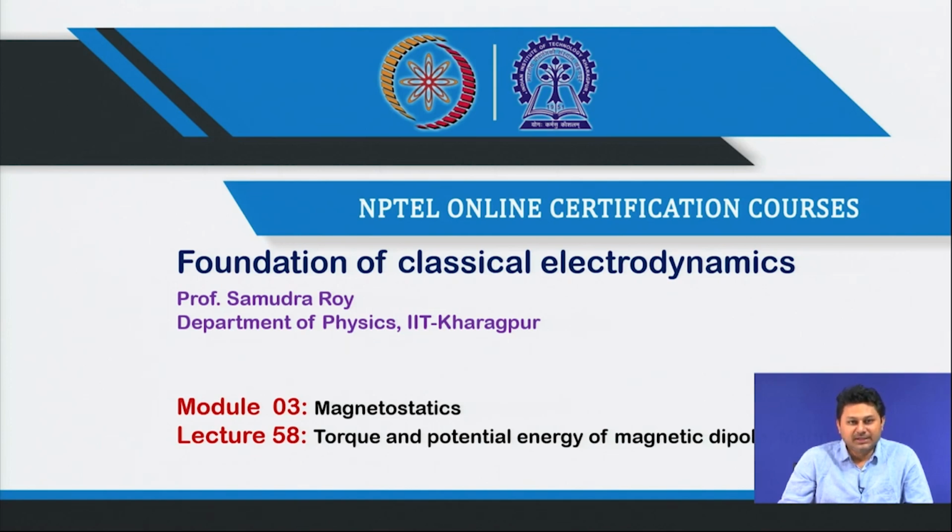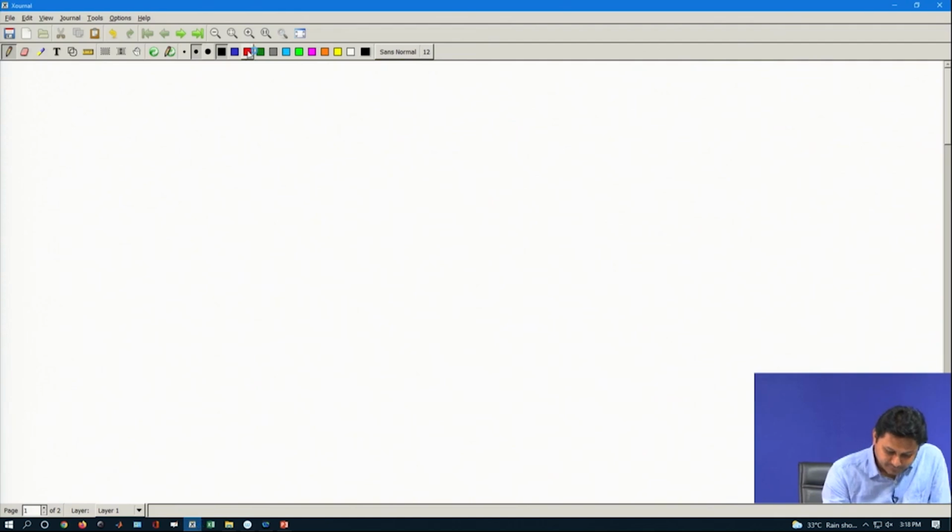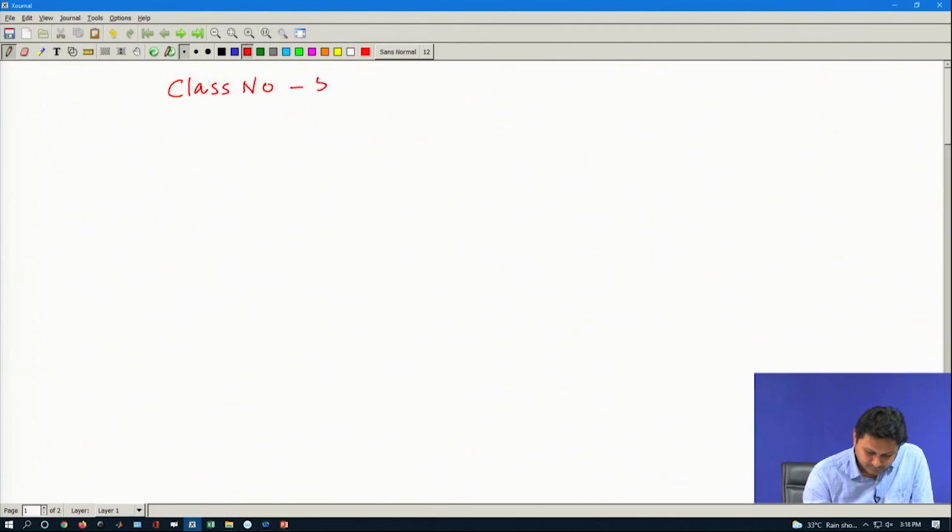Under module 3 we have lecture 58 today, and we are going to discuss the torque and potential energy of the magnetic dipole, which we discussed last year also, and then we discuss the magnetization. So, we have class number 58.